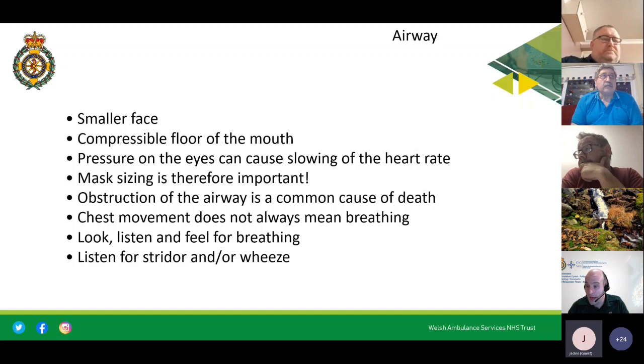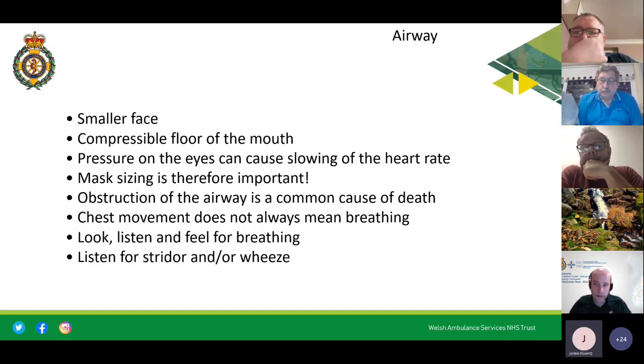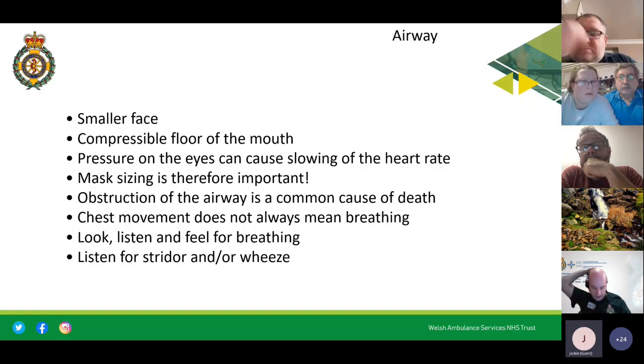You don't do a full head tilt chin lift. Yeah, good. So we're talking about that natural alignment. With children, they've got a big back bit of their head, so if they're lying naturally, they'll just close their airway. So sometimes we just need to put something under their shoulders to have that natural alignment. Good. Soft tissues, yeah. Soft palate, the nose.